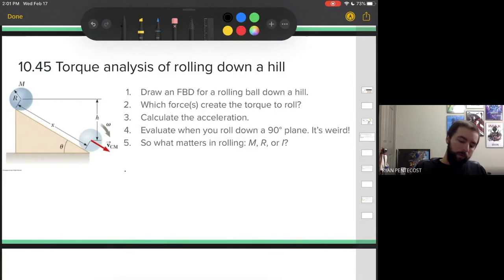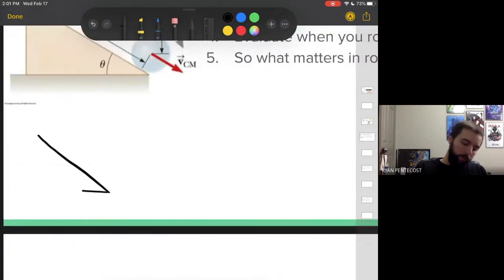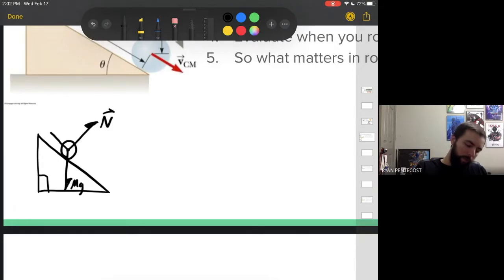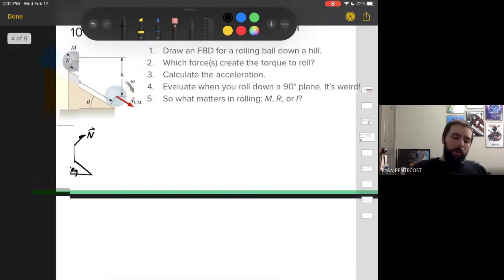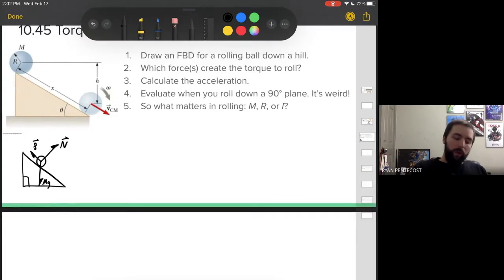So we have a hill, we have a ball, right? Starting from the center of mass, you have mg. Then you have your normal force coming off, that is perpendicular to the surface. Then you have your friction, just like usual. Now, that's what we're going to say is our free body diagram for a rolling ball down a hill.